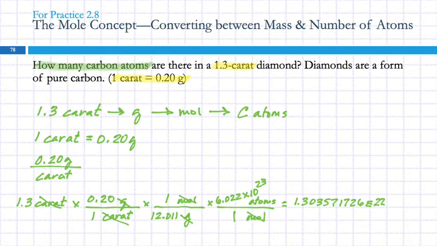So this would be 1.3 carats, and so I'd have 2 sig figs here. I'm going to get 1.3 times 10 to the 22 atoms.